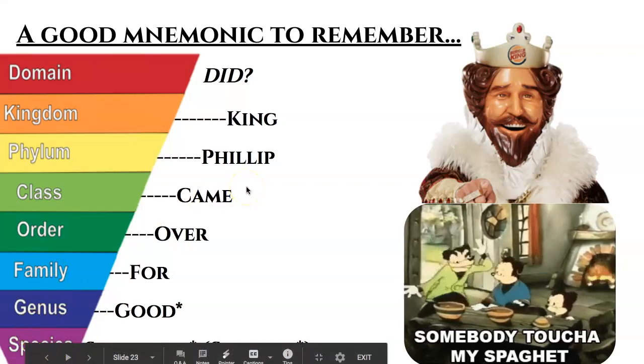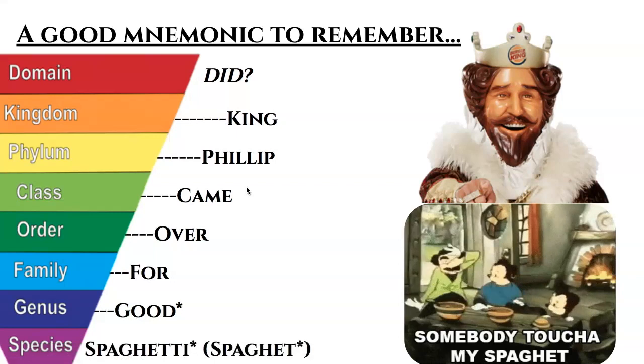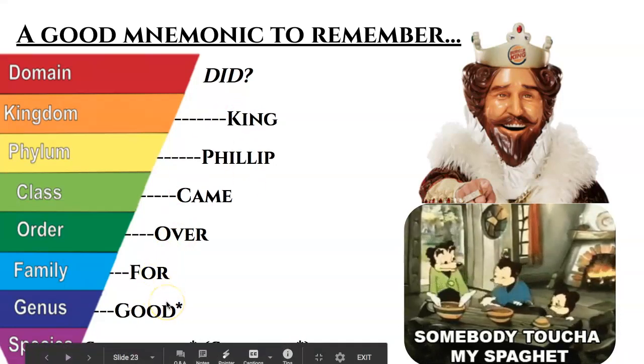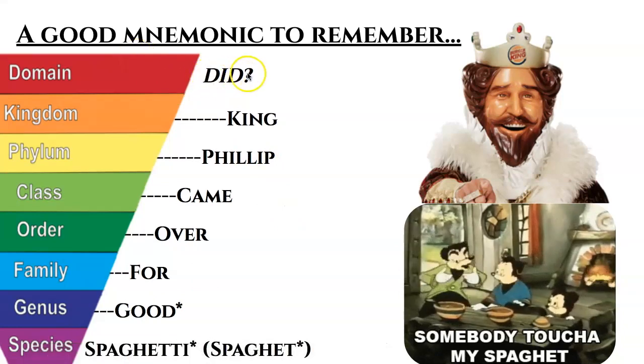And before we left off in the video, I mentioned how you could remember the order of classification with the mnemonic device King Philip came over for good spaghetti. Or if you're thinking about domain, you could add "did" and make it a question. Did King Philip come over for good spaghetti? And that just helps you remember the order of classification. So domain, kingdom, phylum, class, order, family, genus, species.